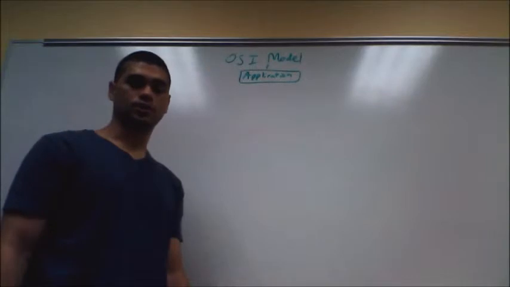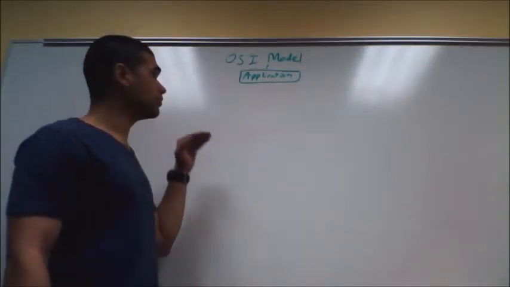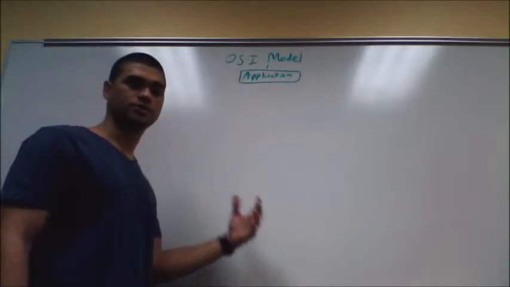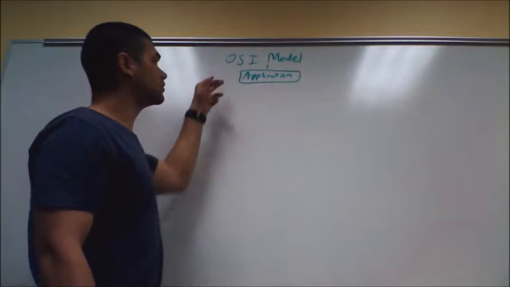Okay, so I'm going to try to break down the OSI model. Basically, I'm going to separate all the 7 layers and break it down and explain piece by piece. So starting off, we have the application layer.